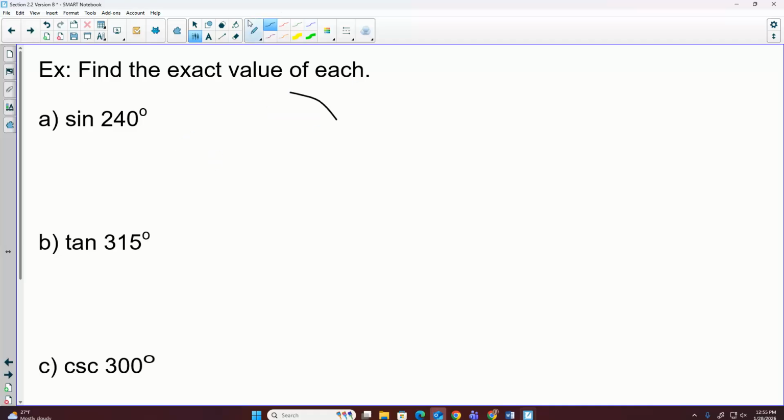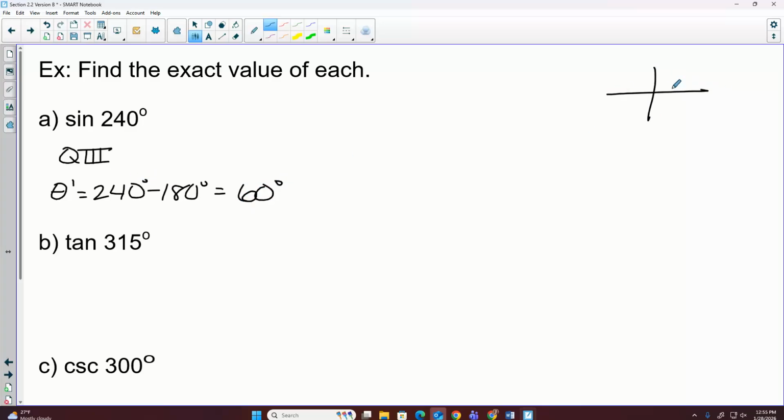So, two things I'm going to ask. This is your work. What quadrant is 240 degrees in? What is our reference angle? So in quadrant 3, how do we get our reference angle? 240 minus 180. So my reference angle is 60. Okay. Then I want you to think about two pieces of information that we already know.